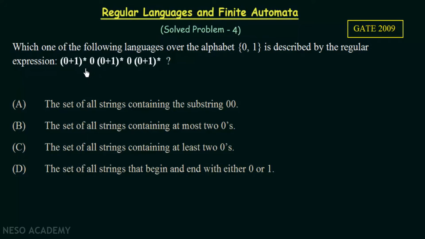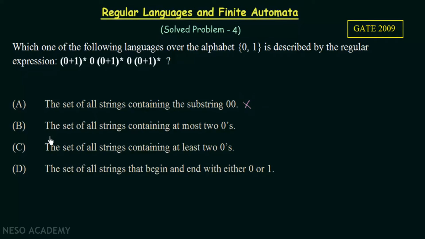But it can also contain other substrings. For example, if you get 1 over here, then you get 10. So there are many other substrings that can be formed apart from 00 as well. So option A is not correct. It is not the set of all strings containing only the substring 00, but it can also contain other substrings. So option A is out of our consideration.